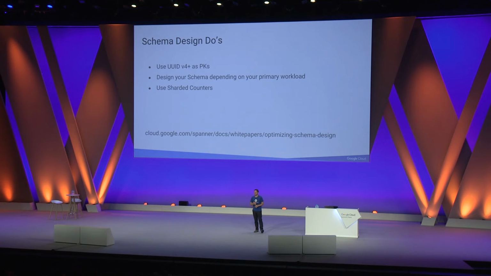One of the things that you can do is use UUIDs, preferably version 4 or later, as your primary keys. You can also add a sharding counter or sharding ID to your data in front, like you add a sharding ID to your timestamp, and things like that.